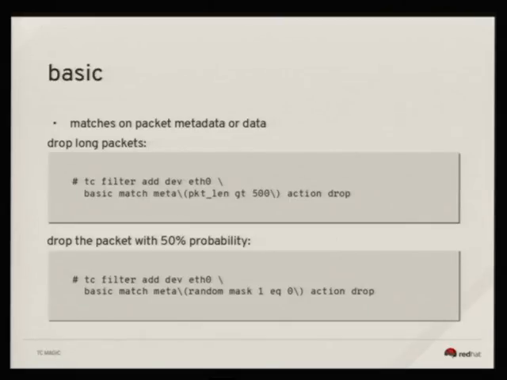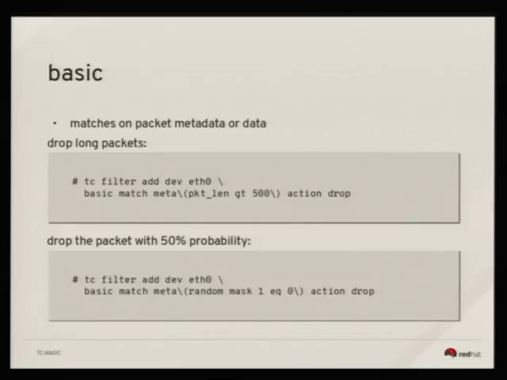So this is tc filter add. You may notice that I don't specify the parent here. I don't say to which Qdisc it should be attached. If I don't do that, it goes to the egress root Qdisc. So yeah, I'm fine here. Filter name basic, and also I don't specify protocol because I want all protocols to be processed by this filter. Basic match, those are the parameters or arguments to this filter: match, meta, and then packet len is greater than 500. If it matches, then drop the packet.